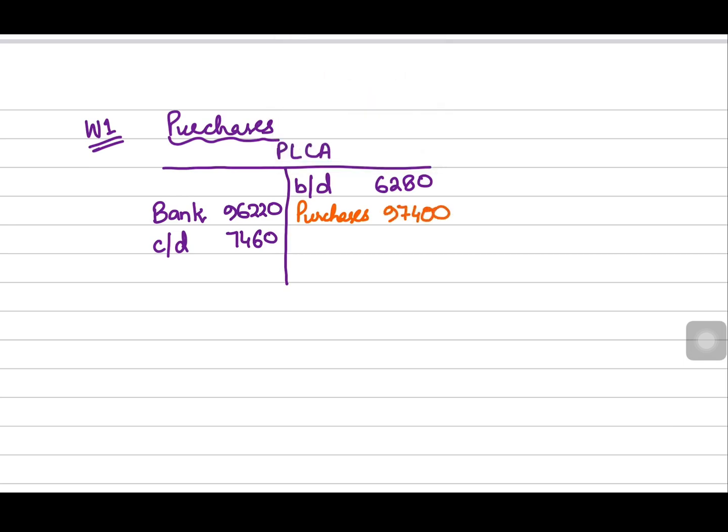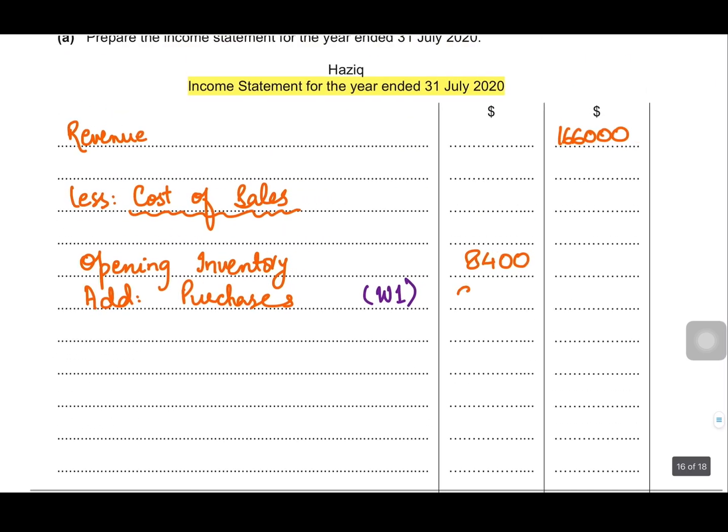So this is our working number 1, 97,400. Please don't forget to mention the working number, and where you have done the working. So mention the page number as well, so that it is clear to refer to this page for this working.